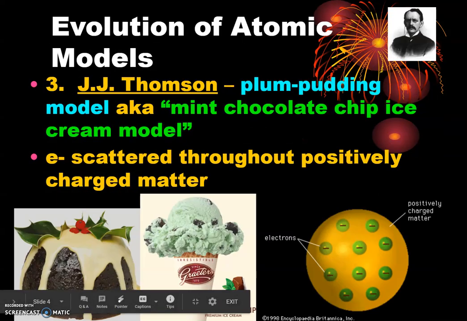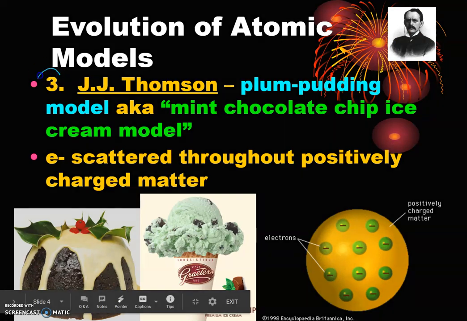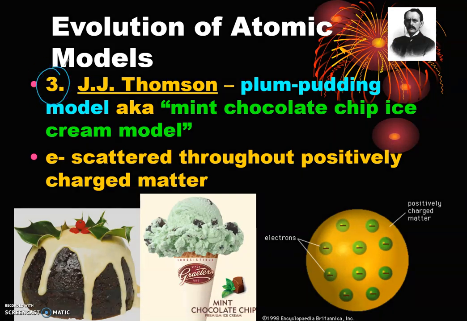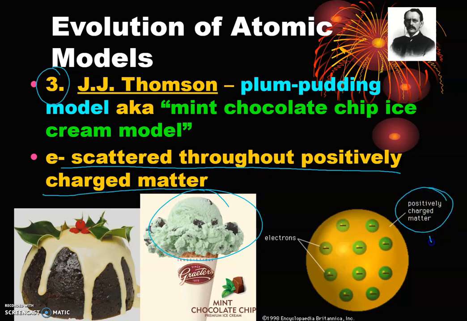Okay, third, you should have drawn for J.J. Thomson the plum pudding model, which is what I call the mint chocolate chip ice cream model, which is basically going to be your electrons scattered throughout positively charged matter. There's positive matter, no protons yet, okay? But there are electrons randomly strewn all about, just like the chocolate chips are random in our mint chocolate chip and the plums are in the plum pudding.